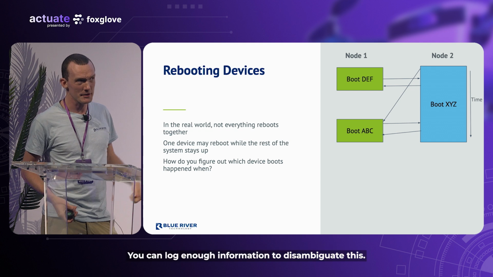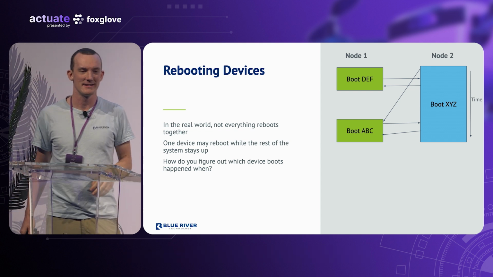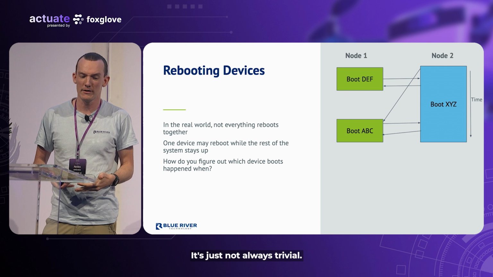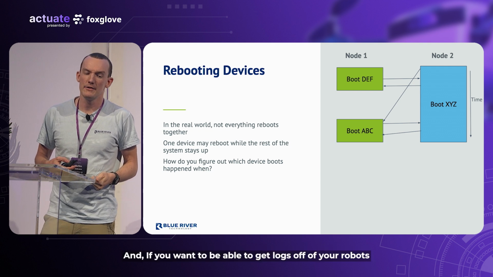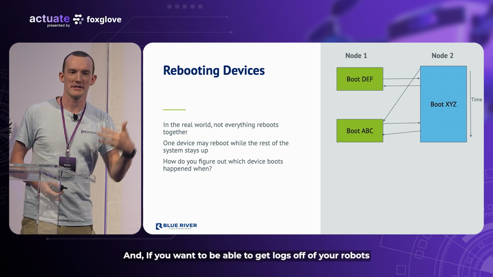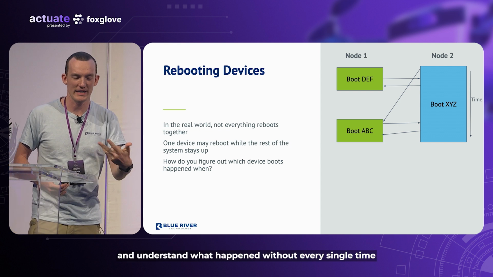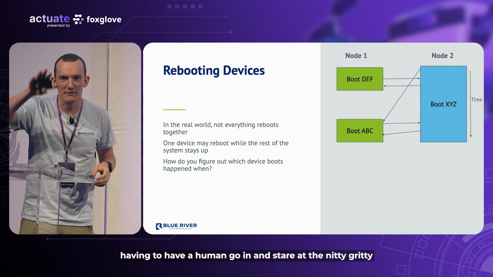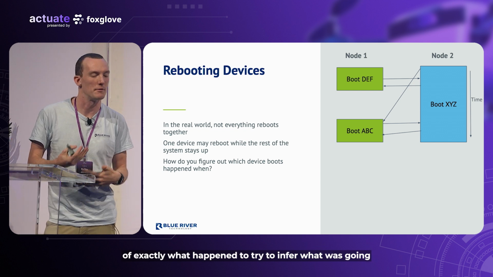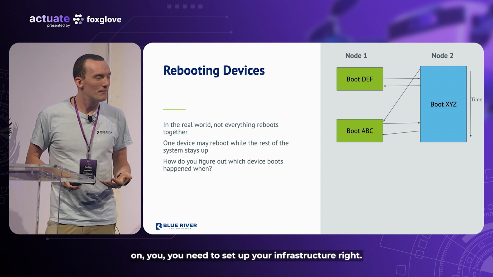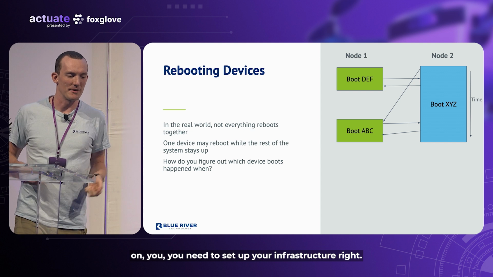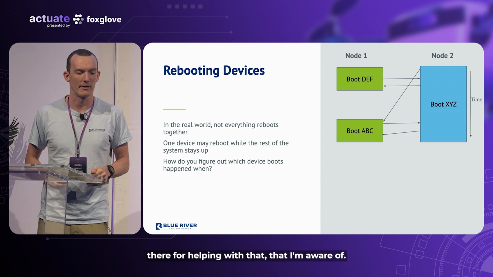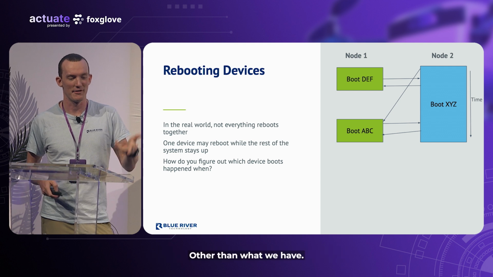And you can log enough information to disambiguate this. It's absolutely possible. It's just not always trivial. And if you want to be able to get logs off of your robots and understand what happened without every single time having to have a human go in and stare at the nitty-gritty of exactly what happened to try to infer what was going on, you need to set up your infrastructure right. And right now, there isn't great infrastructure out there for helping with that, that I'm aware of, other than what we have.